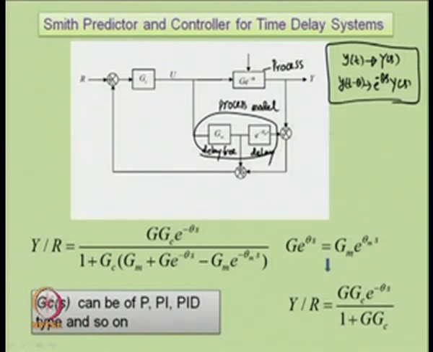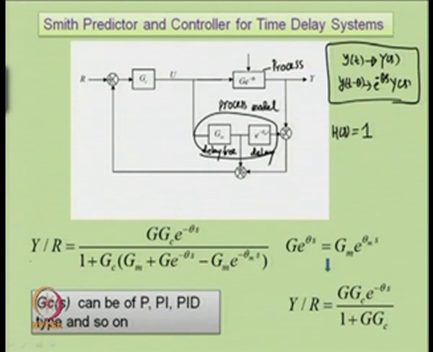Here in this structure, we have assumed H(s) to be 1. Unlike the earlier series and series feedback compensation schemes, this block diagram does not show H(s) and it is assumed to be unity. It is always assumed that the sensor is perfect or ideal, with gain 1, thus giving us this simple Smith predictor and controller structure.